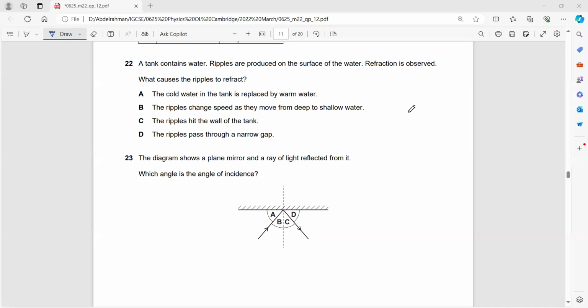Cold water is replaced by warm water. The ripples change speed as they move from deep to shallow. The ripples hit the walls of the tank: this would reflect, not refract. The ripples pass through a narrow gap: this would diffract. So this is wrong; cold to hot doesn't matter. Definitely, it is B.